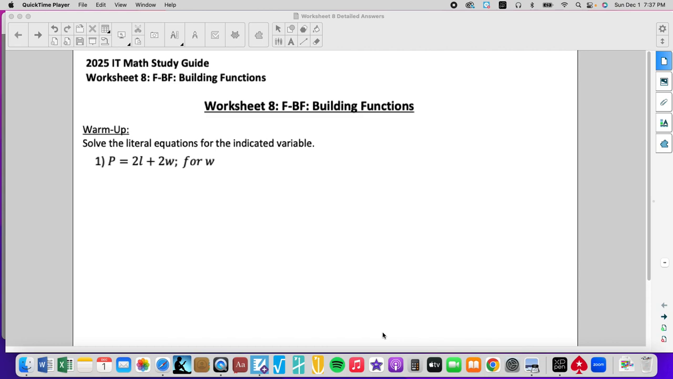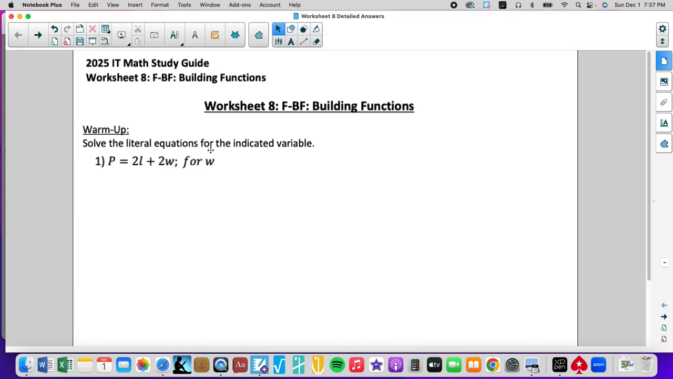Worksheet 8 for Academic Decathlon 2024-25 in the subject of mathematics. And we're sticking with linear equations. Well, actually, they're not even linear. Some of these are not linear. We're dealing with equations and also functions.